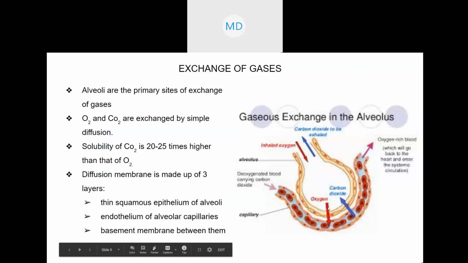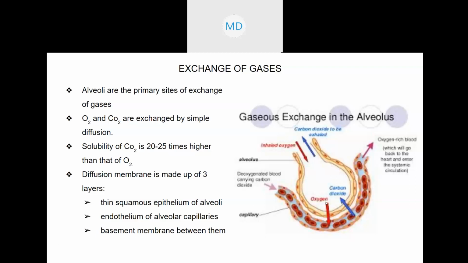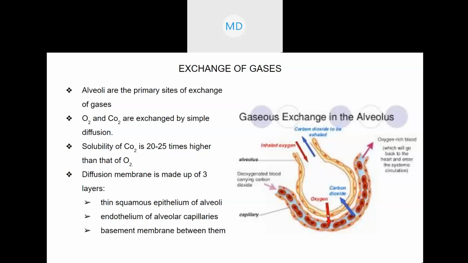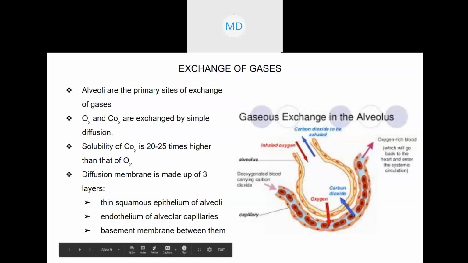This is the endothelium of alveolar capillaries. This is one layer, and between them, this white portion, is the basement membrane. So there are three layers. These are the three layers. Oxygen and carbon dioxide both have to pass through these three layers in order to get to each side.